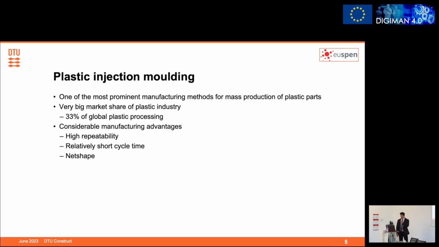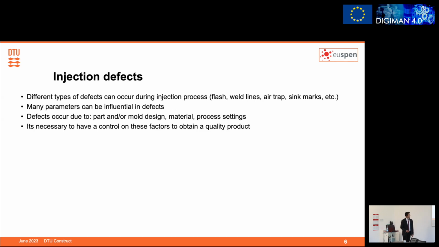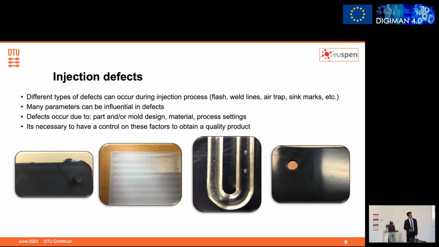First, background. As you might know, plastic injection molding is one of the most important manufacturing methods for mass production of plastic parts, with a very big market share of almost 33%. And it has very considerable manufacturing advantages, including high repeatability, relatively short cycle time, and net shape. But same as many other manufacturing methods, it can also have many problems, including injection defects.